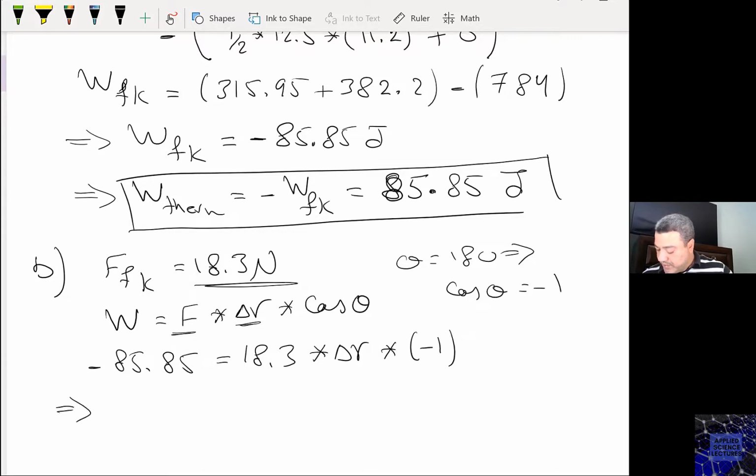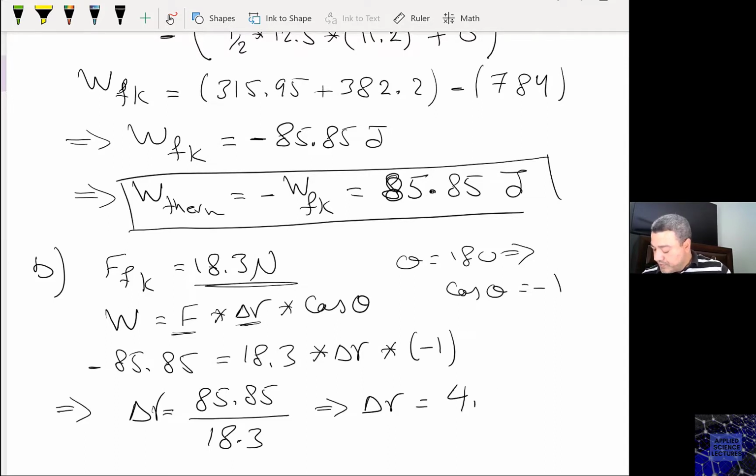Then delta R is 85.85 divided by 18.3. Delta R equals 4.69.